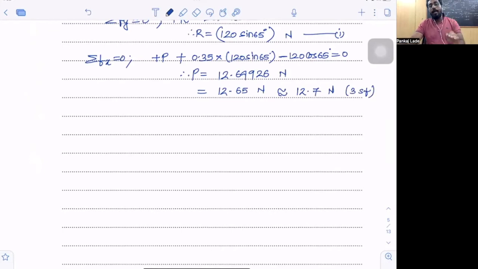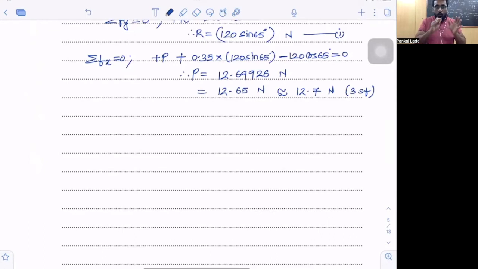That means if you apply 12.7 newtons to this block, the block will be held in equilibrium. It will be prevented from going in the downward direction. This force is not enough to start the motion of the block in the upward direction. For that, the value will increase. The frictional force will change. And that's why the value of P will increase in that particular case. So this is an extra information that I'm going to share with you.